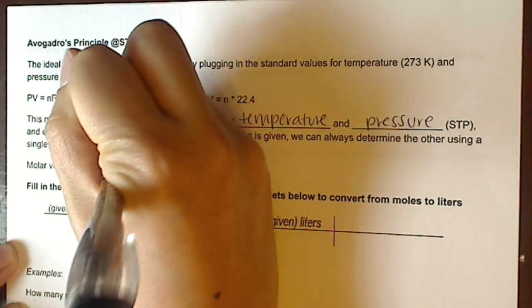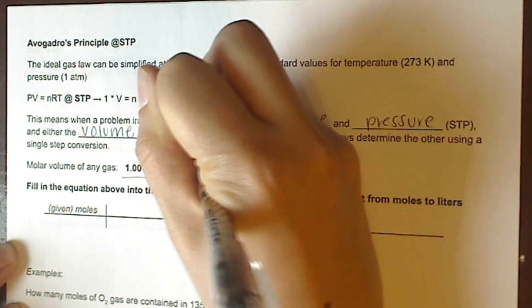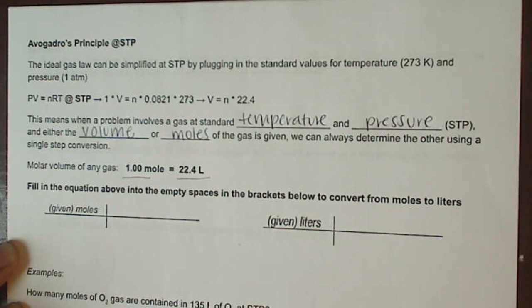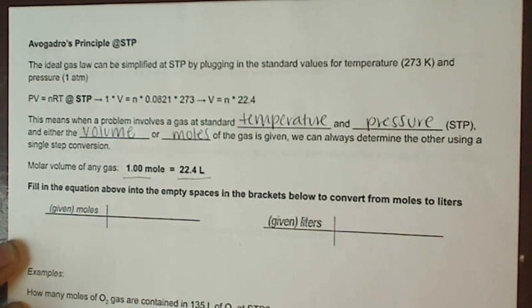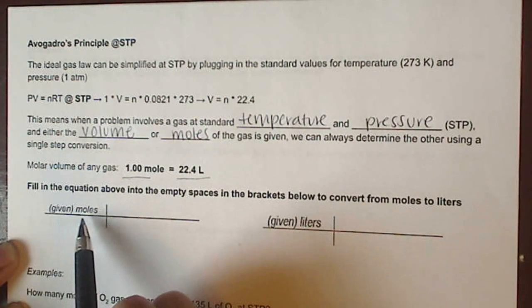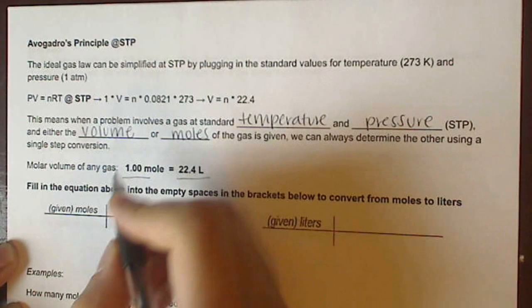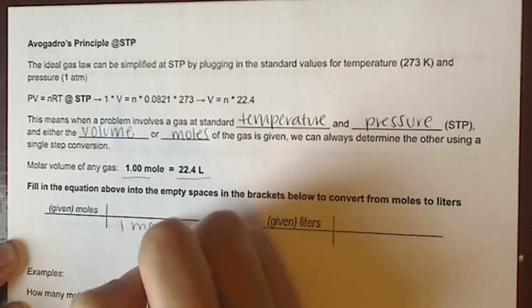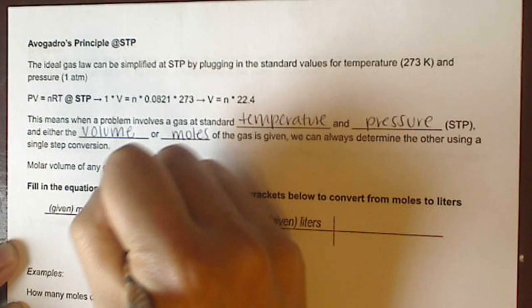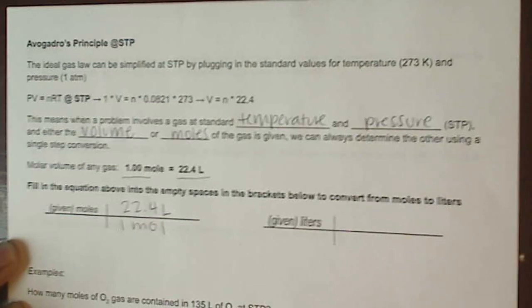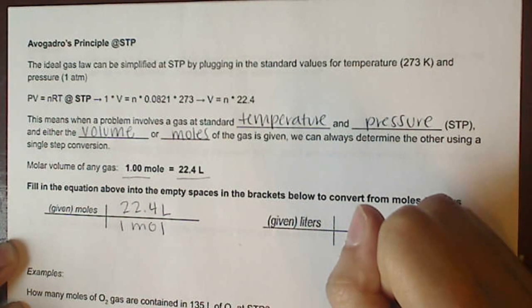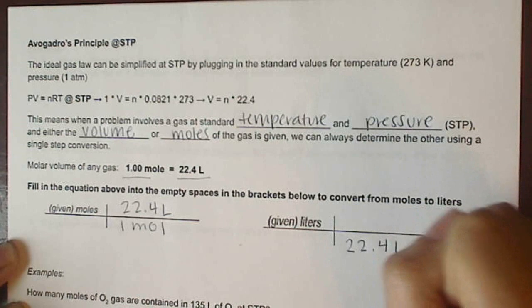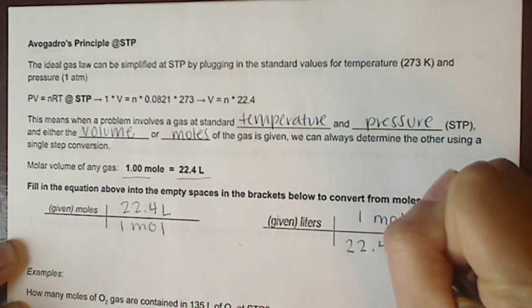So if either the volume or the moles of a gas is given, we can always determine the other using a one-step conversion, which again, 1 mole is equal to 22.4 liters. If your given is moles, you can just use that 1 mole is going to take up 22.4 liters. And vice versa, if you're given the liters, you can put liters on the bottom per the diagonal rule, and that is equal to 1 mole.